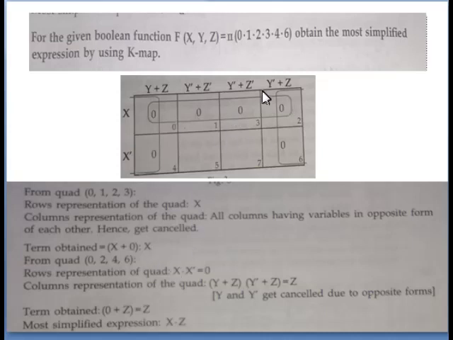Now this quad 0, 4, 2, 6. The row representation is x and x bar, they get cancelled, so we get 0. And the column representation is y plus z and y dash plus z. Here y and y dash are opposite to each other, so we get z. So from the row we got 0 and from the column we got z, only one term. So the term obtained is z. Therefore the most simplified expression is x into z, that is x plus 0 and z. So this is by using cell numbers.